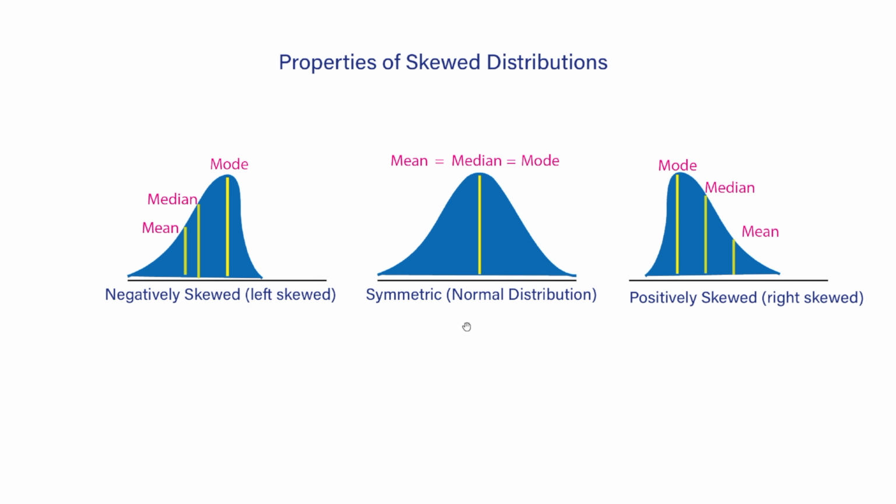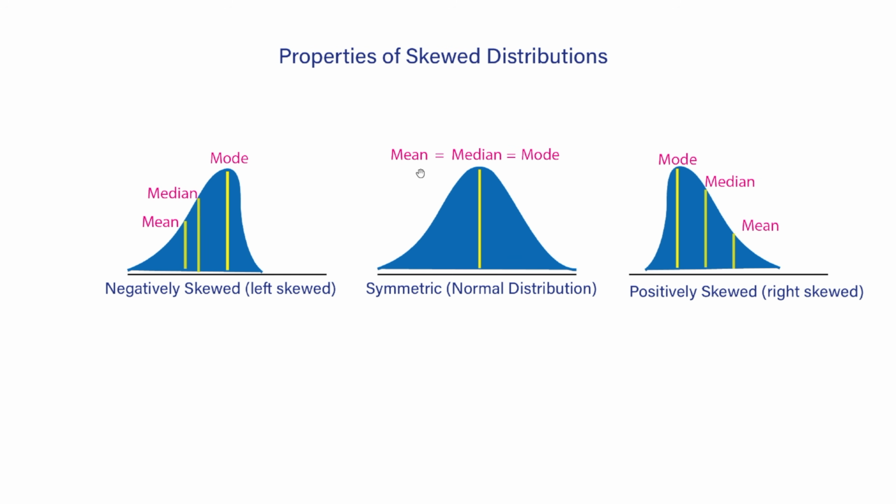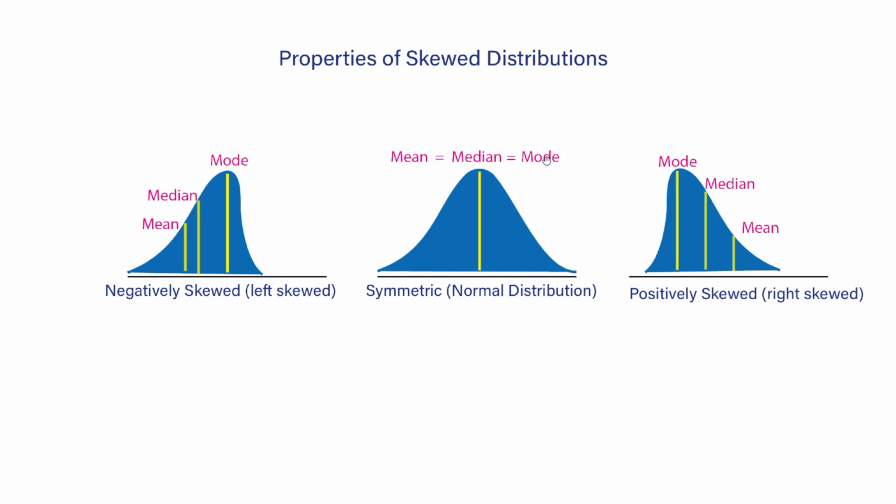First is symmetrical distribution. In a perfectly symmetrical distribution, the mean, median, and mode are all the same. This is often referred to as a normal distribution. In our diagram, this distribution will have a perfectly balanced shape with no leaning to either side. This diagram shows a bell-shaped curve that is perfectly balanced on both sides. The mean, median, and mode are all located at the center of the distribution.